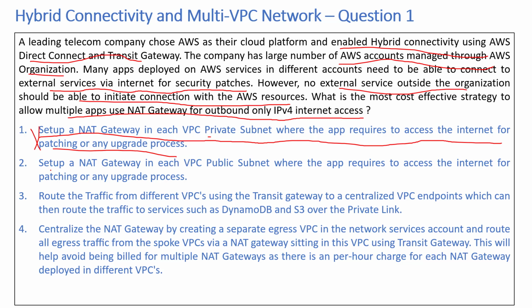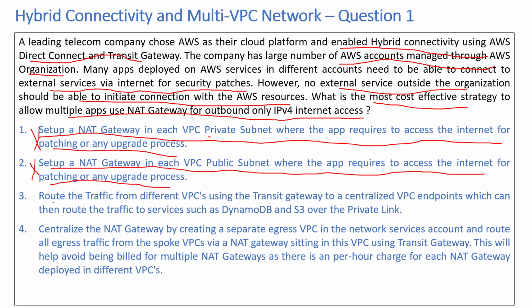Let's look at the second one. Set up a NAT gateway in each VPC public subnet where the app requires access to the internet for patching or upgrade process. So this is correct, you will have the NAT gateway in each VPC subnet. But whether this is the most cost-effective, because this is what they're looking at, we'll have to check. So this is partially correct. This is an option, but maybe not the right one because of the cost effectiveness.